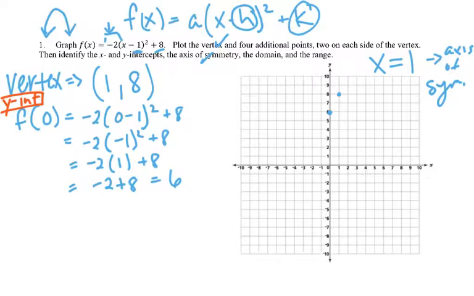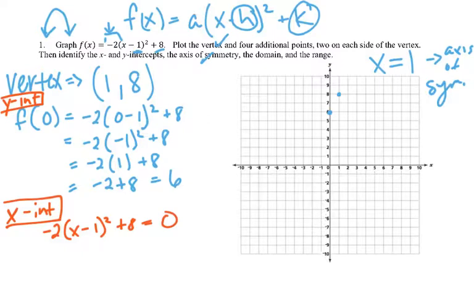In order to find the x-intercepts, and there should be 2 of them in this case, we take our function negative 2 times x minus 1 squared plus 8, and we set that equal to 0. Okay, then we solve for x. So we have to undo all the things that are happening to x. The first thing I want to undo is the adding 8, so I'm going to subtract 8 from both sides. That gives us negative 2 times x minus 1 squared equals negative 8.